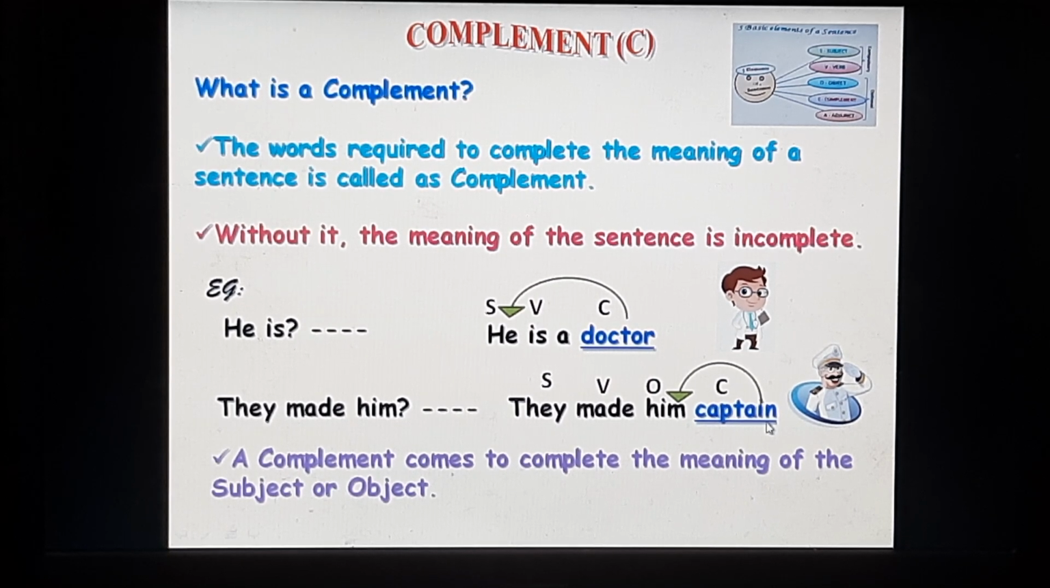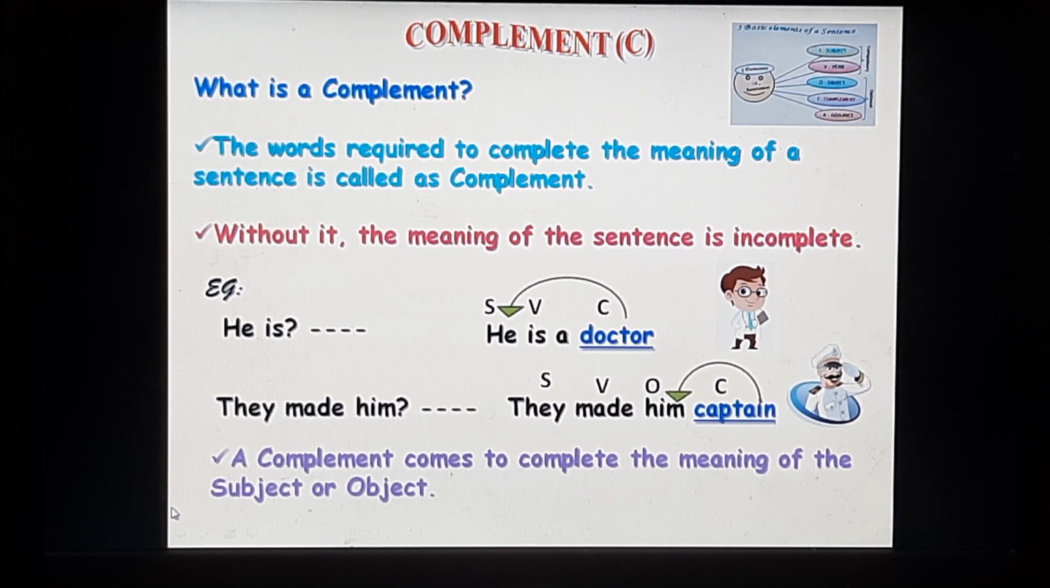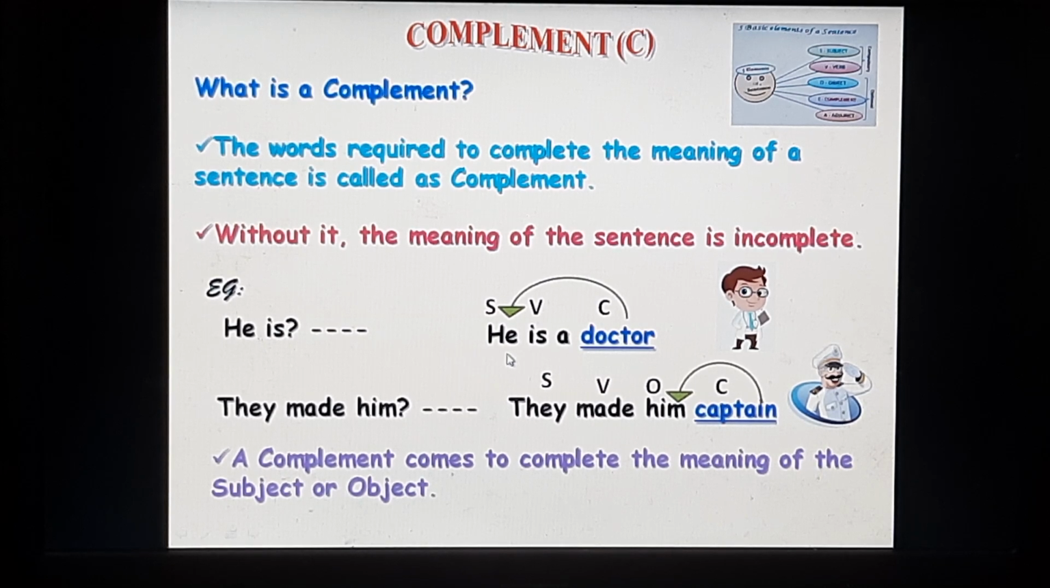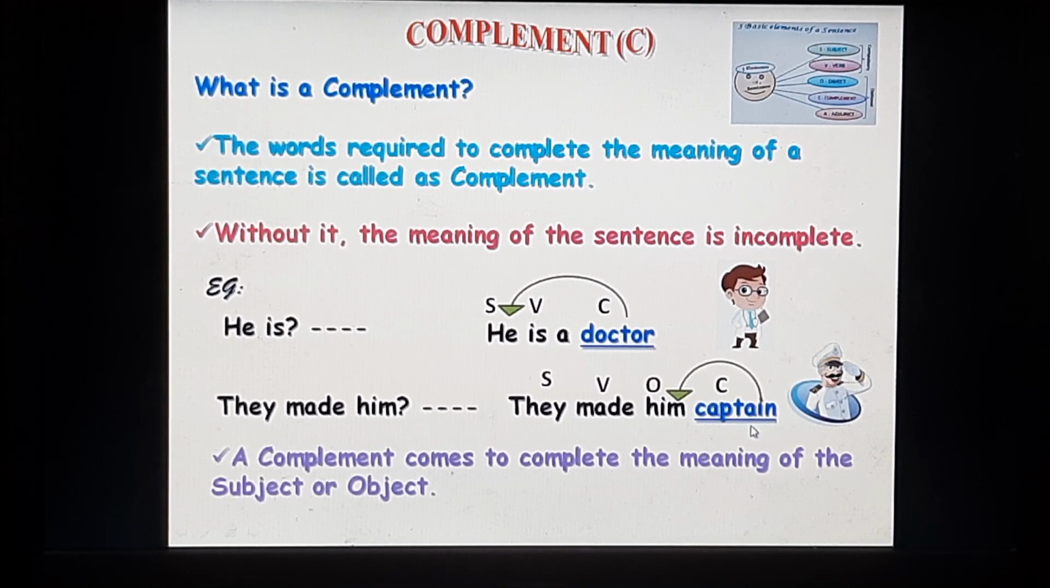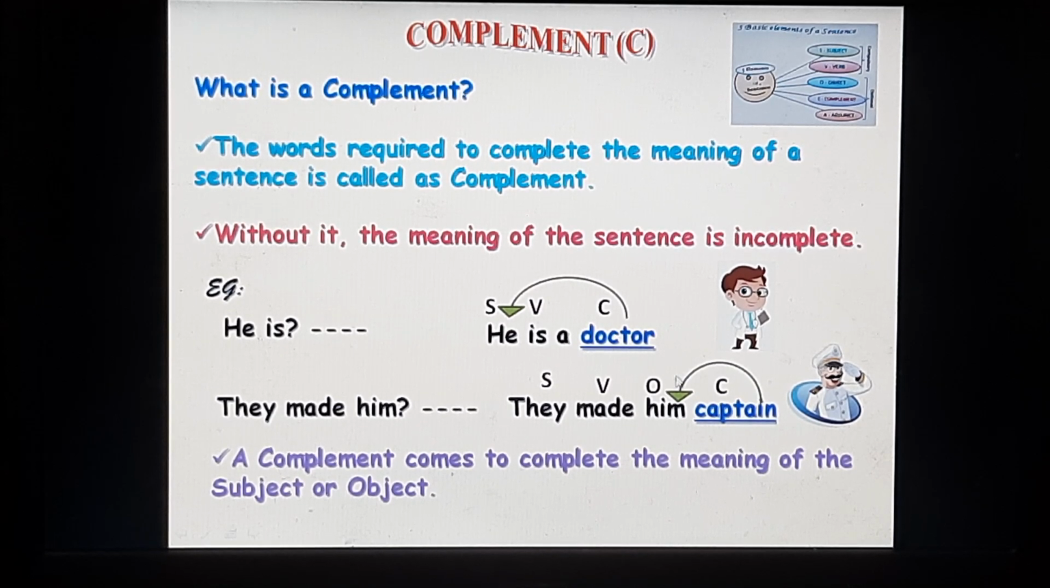Captain is the complement that completes the meaning of the sentence. A complement comes to complete the meaning of the subject or object. Now, in the first example here, he is a doctor. Doctor is the complement that completes the meaning of the subject he. In the second example, they made him captain. Captain is the complement that completes the meaning of the object him.